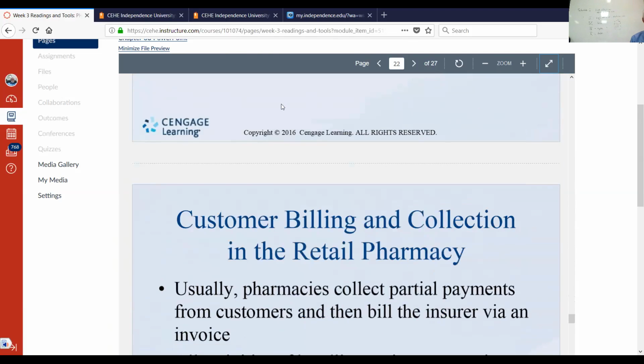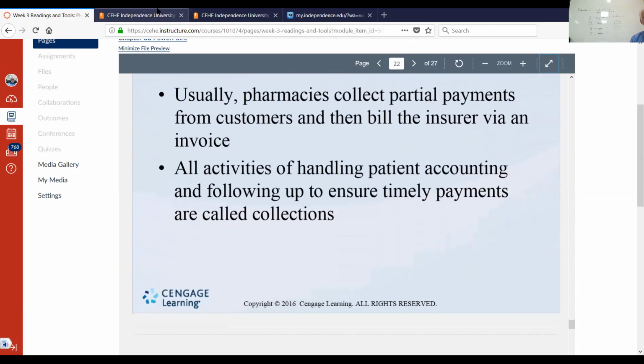So another thing that we do is we invoice, we order. We have to keep records of all of our drugs that we order. And we do that for accounting purposes. But we also do that to keep a record of how much drug we're going through, because drugs are expensive to pharmacies too.